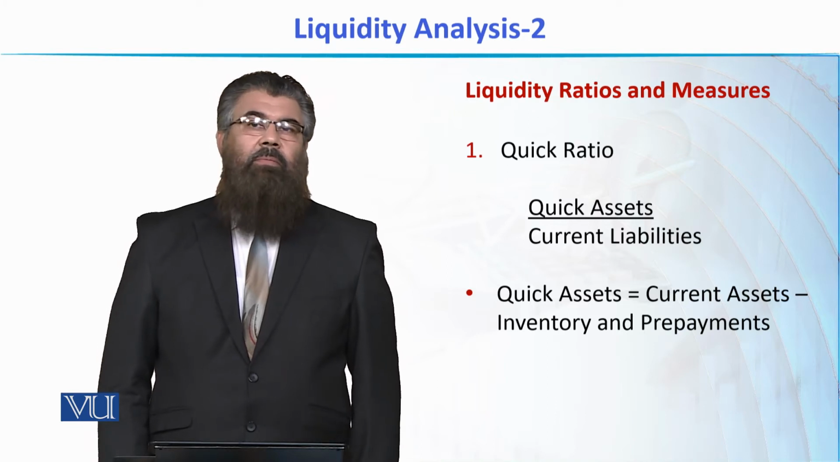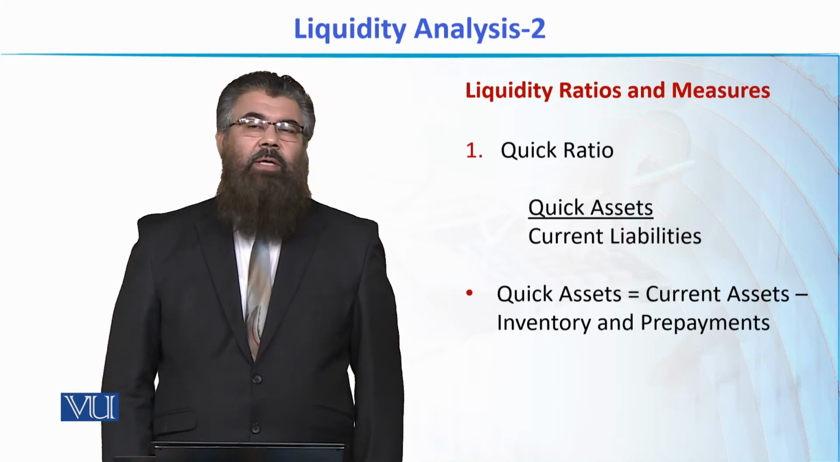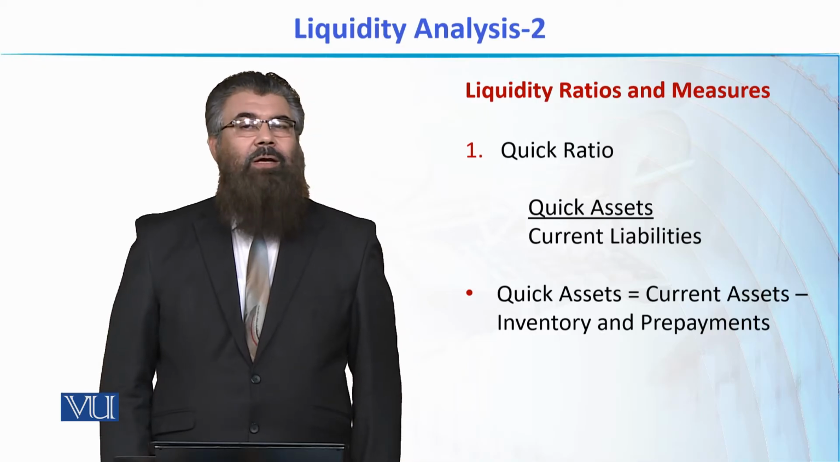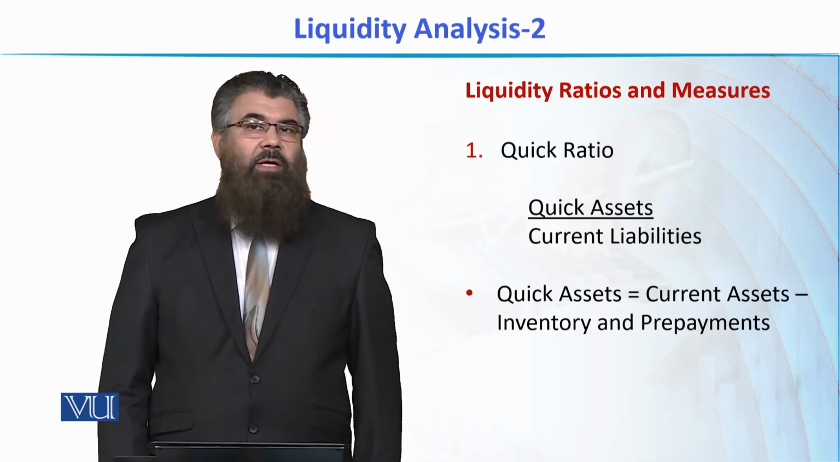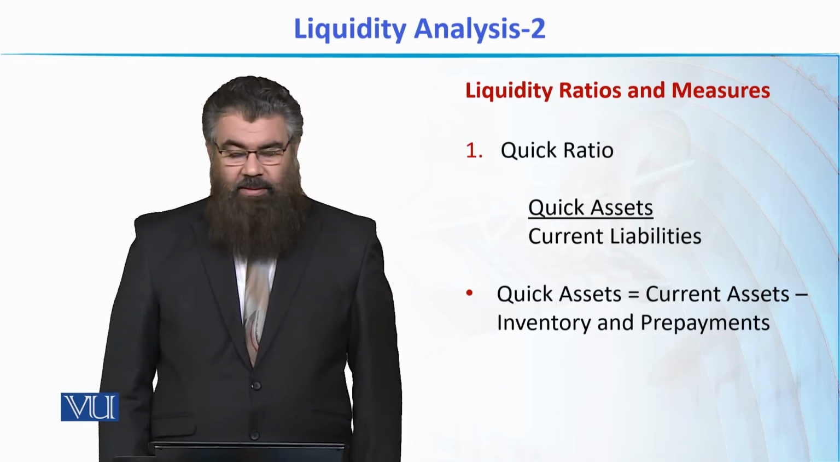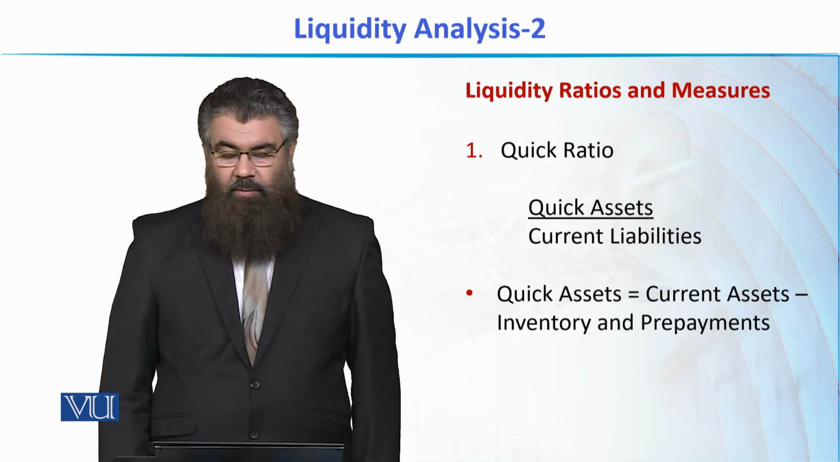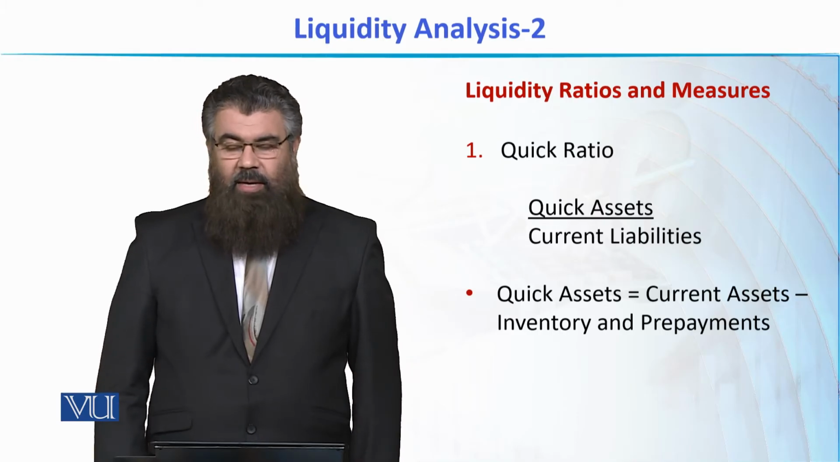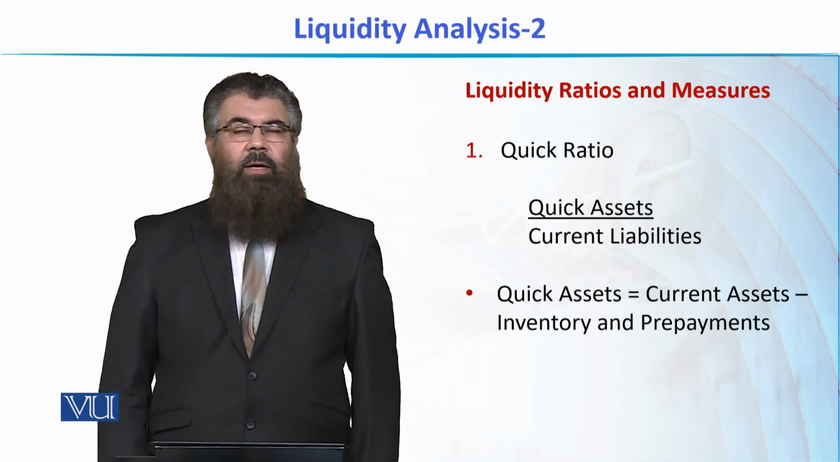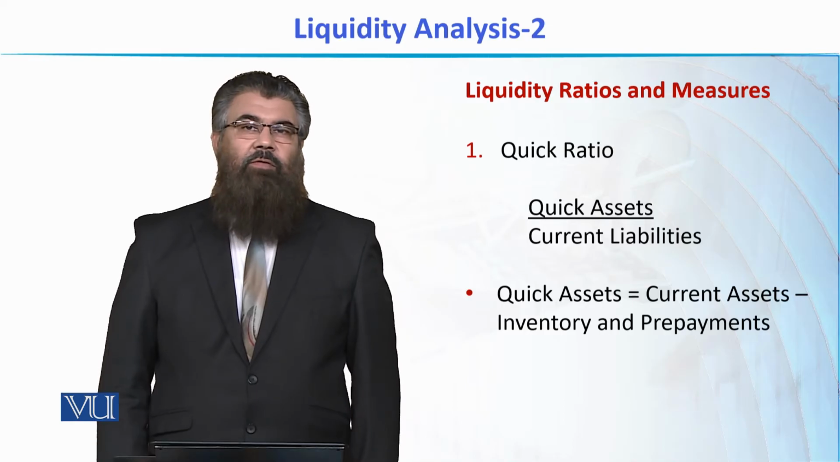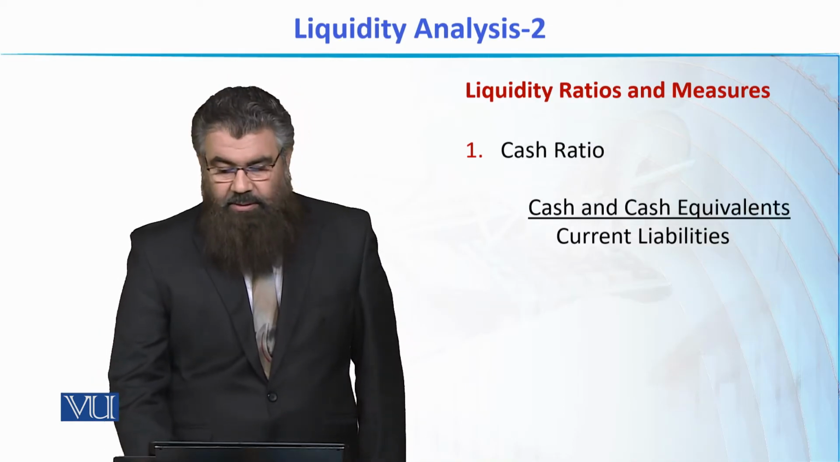Acid test is a test which is done in laboratories where very quickly we convert something into another form and we can see the results. So that is why that is termed as quick ratio. Quick assets are, the formula is current assets less the inventories and prepayments.